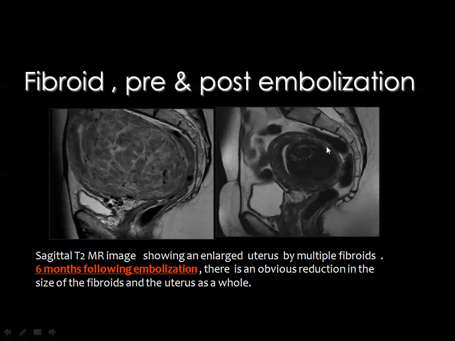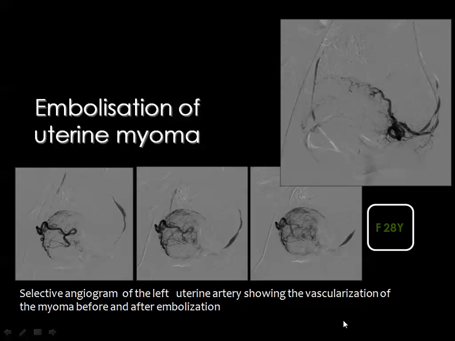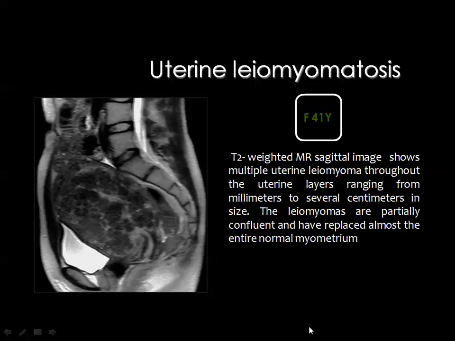And this is the follow-up obtained 6 months after embolization, showing significant reduction in the size of the fibroid compared to the pre-embolization image. And here is an example. You select the uterine artery, and you inject an embolizing material. Then you got almost a marked decrease of the vascularity of the uterine fibroid, which will be reflected later on the size of the fibroid uterus, which will shrink.